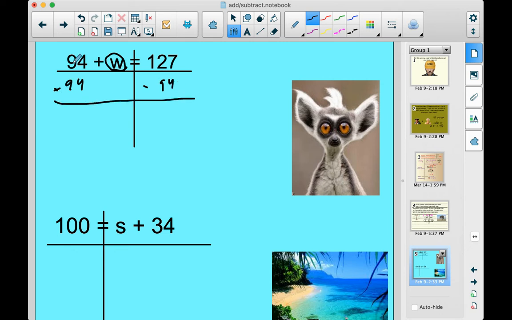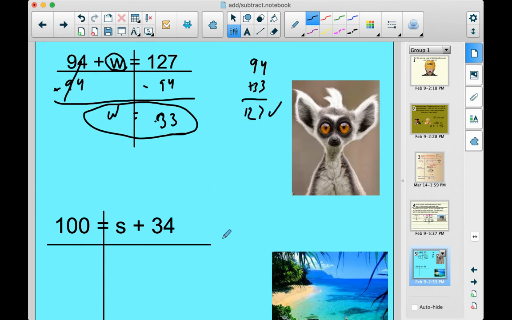Okay, so when I do that, adding 94 and subtracting 94 cancels out. And that means it's just w over here. On this side, I have 127 minus 94, which gives me 33. So w equals 33. Again, I can check by just replacing the w with the 33. 94 plus 33, if I add that together, should give me 127. And it does. So checked.